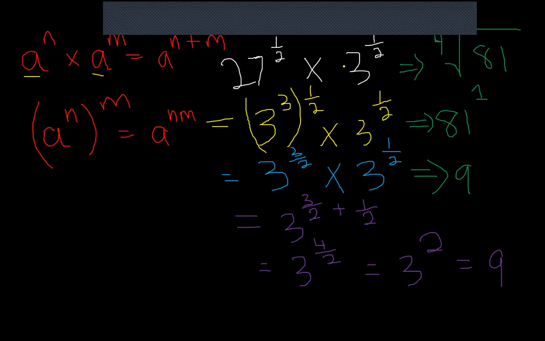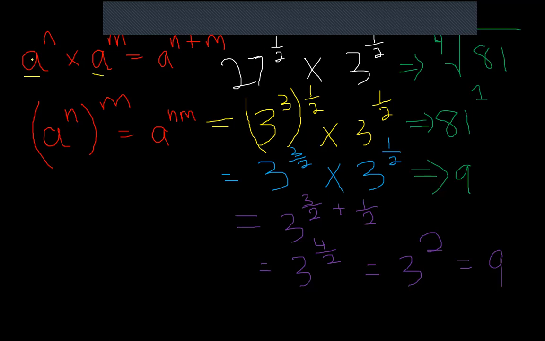27 and 3, they are not the same. What does that mean? These exponentials do not have the same base, and if they do not have the same base, I cannot apply this rule. That's a very common mistake. Like, you see, 27 raised to the power of half times 3 raised to the power of half. Just apply this law and add the indices? No, that's not what you do.